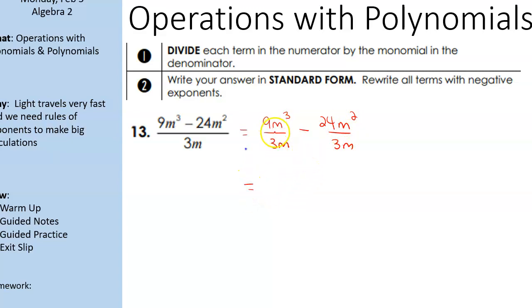So 9 divided by 3 gives me 3. M cubed divided by m gives me m squared. Minus comes down. 24 divided by 3 gives me 8. And m squared divided by m gives me m. Remember, when we divide, we subtract powers. That's how I'm getting 3 minus 1, which is m squared, and 2 minus 1, which is just m.